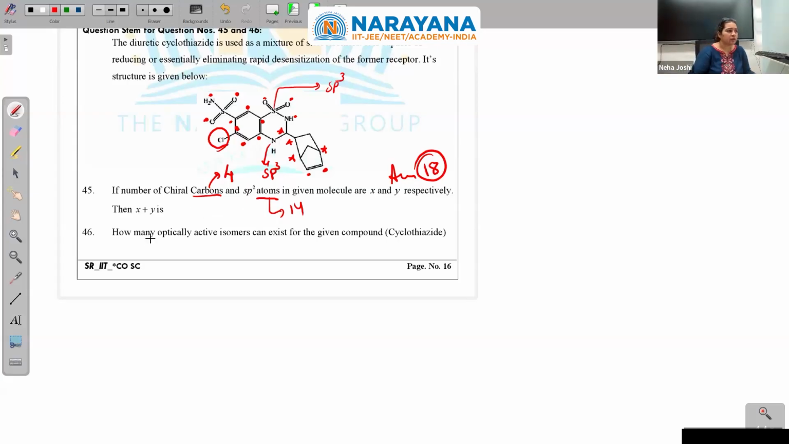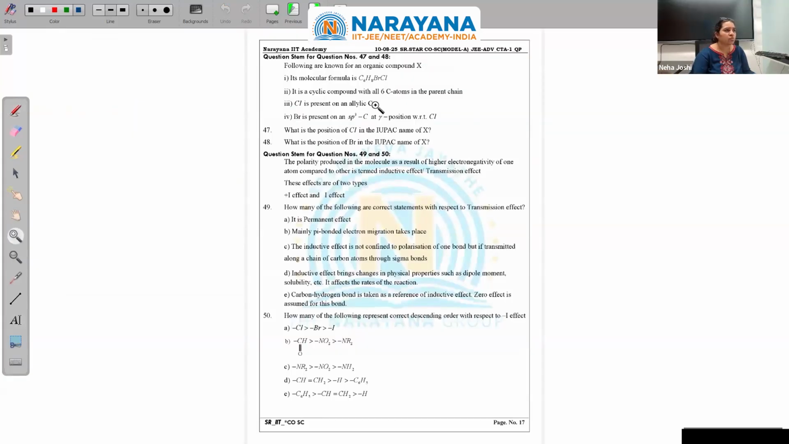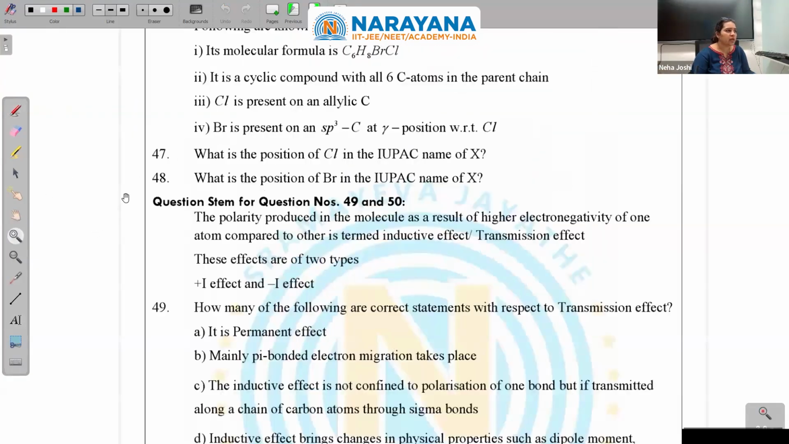How many optically active isomers can exist for the given compound? For the given compound, I'll take one chiral center, second. But this bridgehead should be taken as 1 unit. The answer is 2 raised to power 3, that is 8, for this.